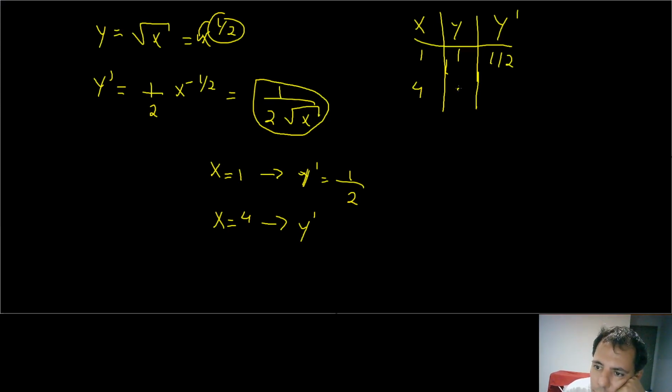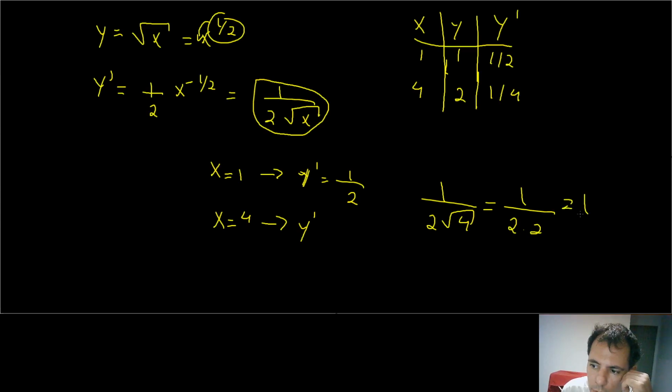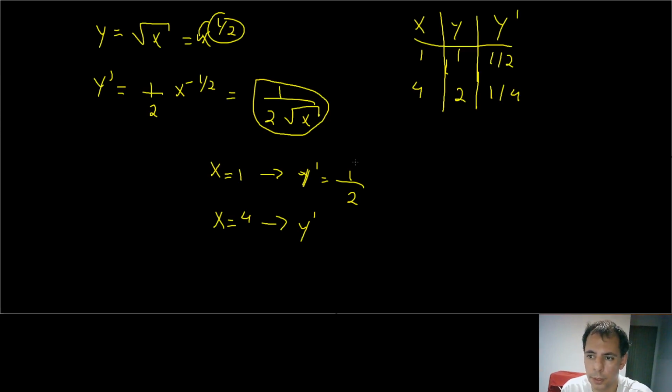X equals 4. The square root of 4 is 2. In this case, we're just worried about the positive part. So the square root of 4 equals 2. And what is going to be the angular coefficient? Well, it's going to be 1/4. Why? All you got to do is plug a 4 in here. So you have 1 divided by 2 square root of 4, which is 1 divided by 2 times 2, 1 divided by 4. So we have this little table here.